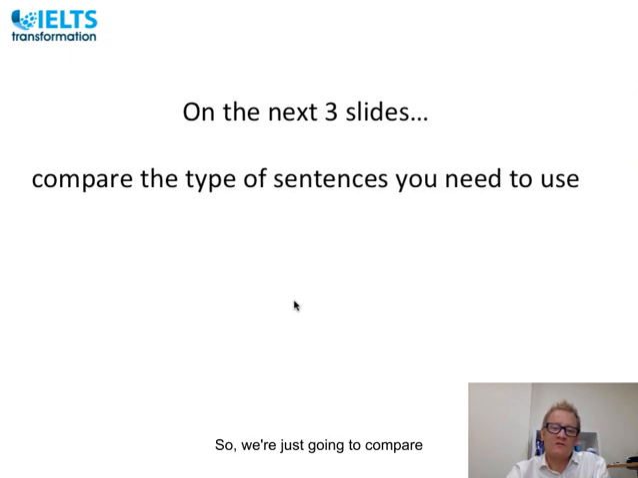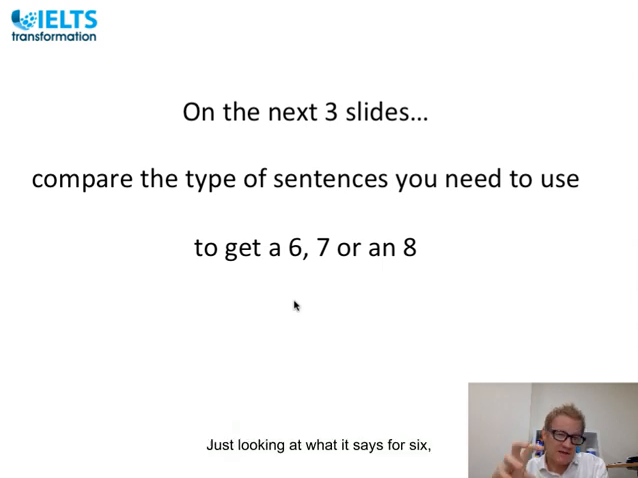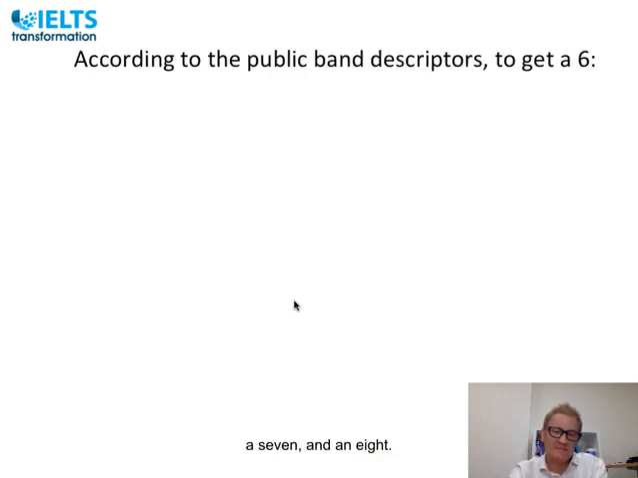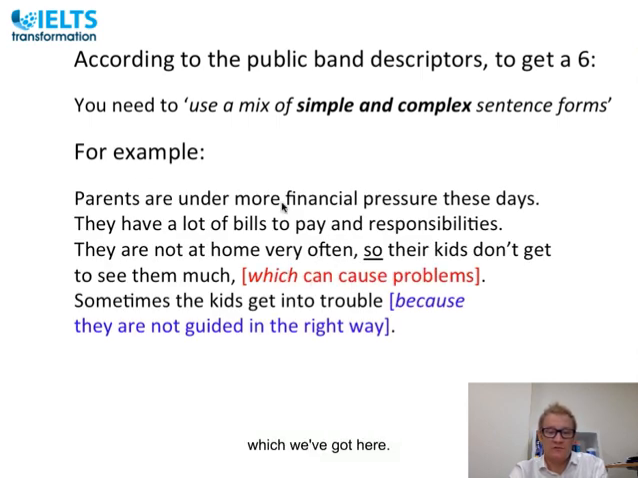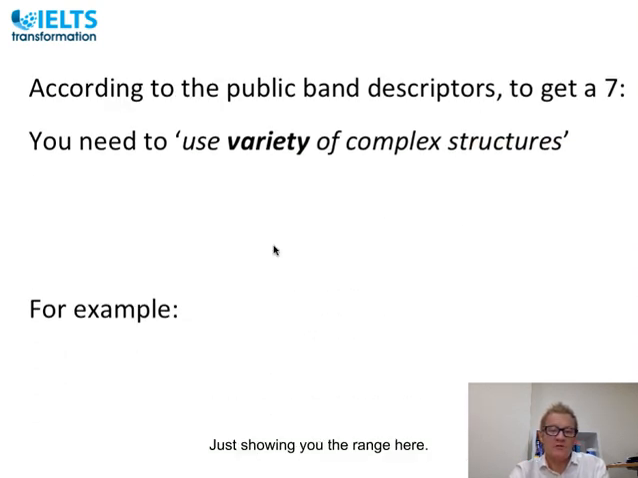So we're just going to compare the types of sentences that you need to use now. Just looking at what it says for a 6, a 7 and an 8. Mix of simple and complex sentence forms, which we've got here. So feel free to pause the video and look at that more carefully, but you can see we have a relative clause and an adverb clause of cause and effect. And we've got some simple sentences. Obviously there's no mistakes in here, so that's good. Just showing you the range here.